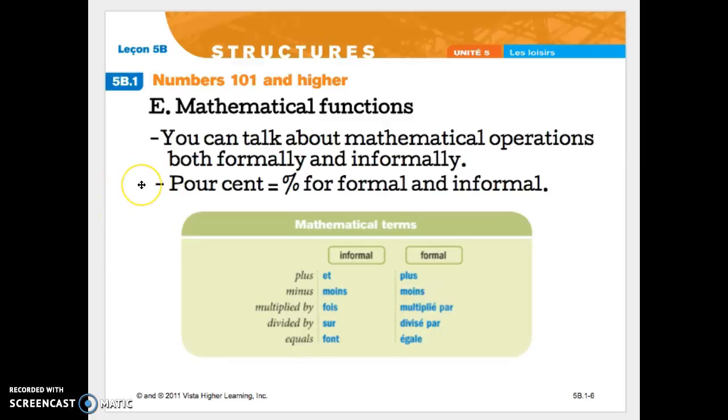The word pourcent is used for formal and informal. It's not on the chart. It's something that can go on either side.